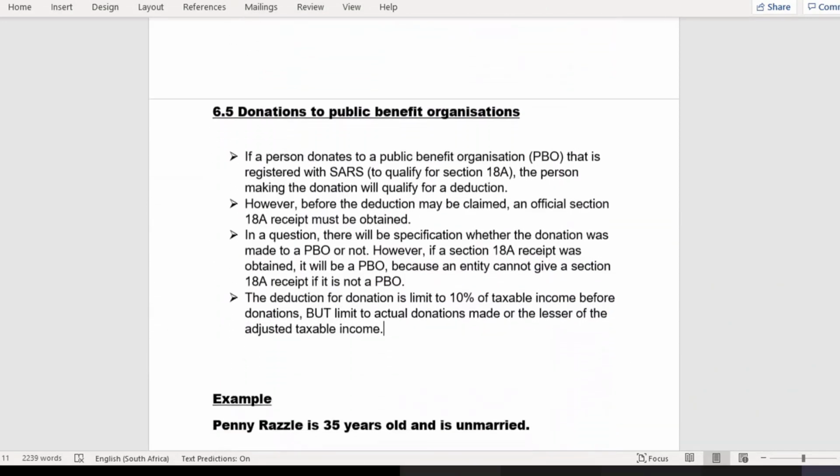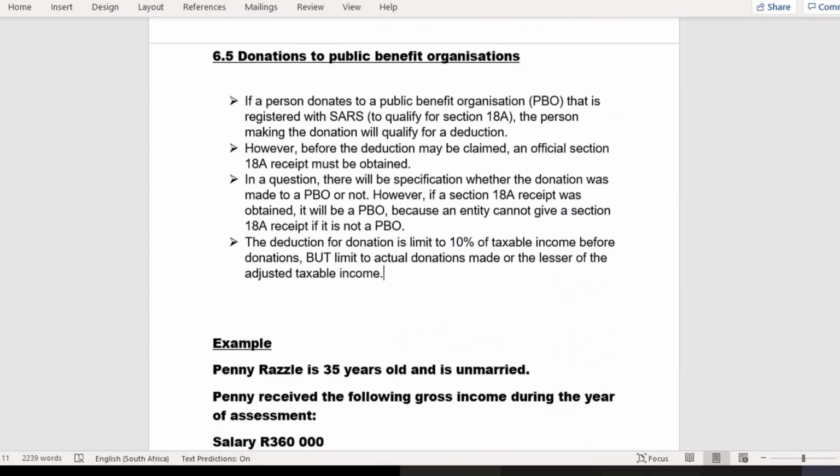I just want to clarify this so that we can get up to one of the examples that I've made down here. So, donations to a public benefit organization: you should know which entities qualify as a PBO and which ones don't. Sometimes they'll intentionally give you a donation that doesn't go to a PBO. So it says that if a person donates to a public benefit organization that is registered with SARS to qualify for Section 18A, the person making the donation will qualify for that deduction.